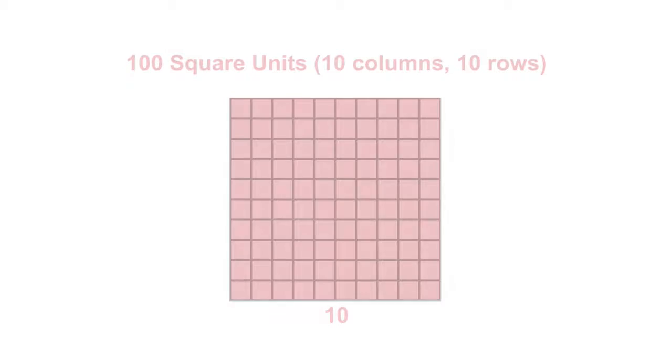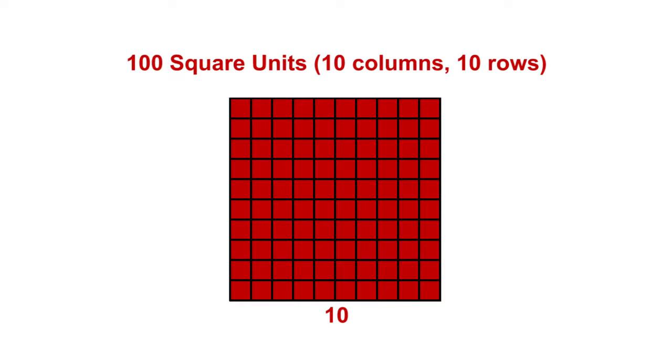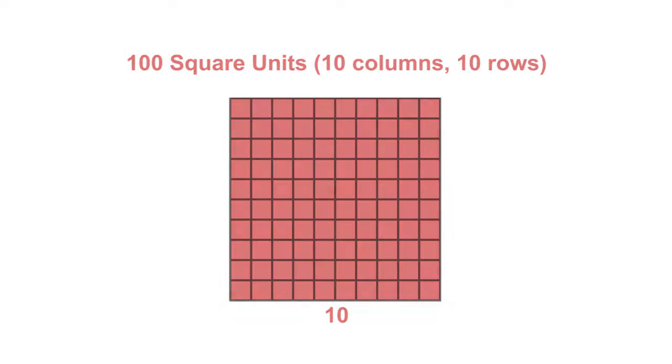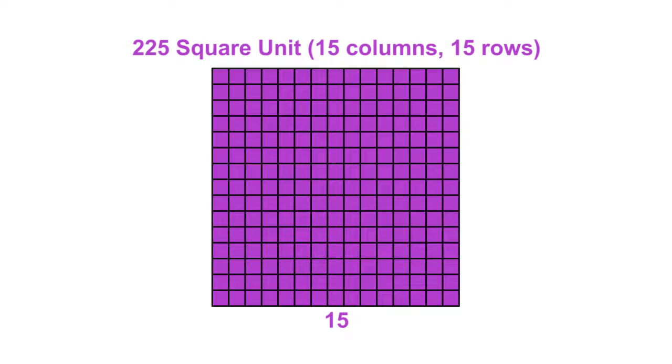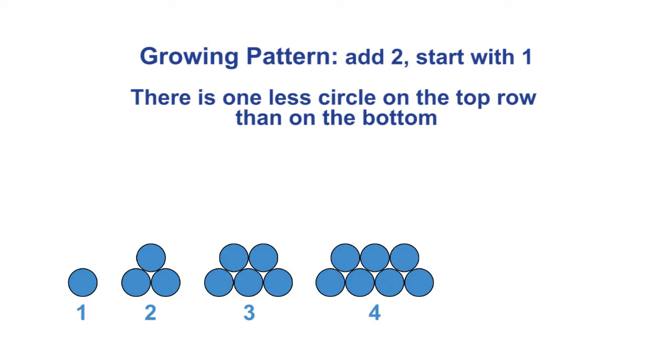If we want to know what the 10th term is, we know that it will have 10 columns and 10 rows with a total of 100 square units. If we want to know what the 15th term is, we follow the same pattern, 15 columns and 15 rows. Let's look at another pattern.